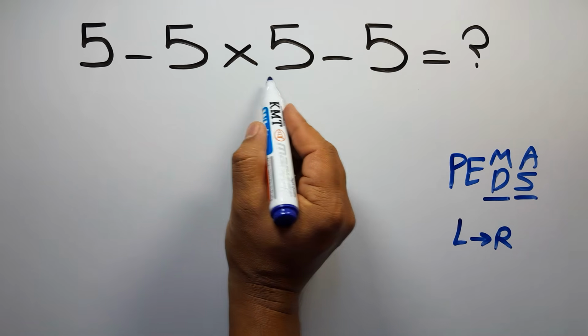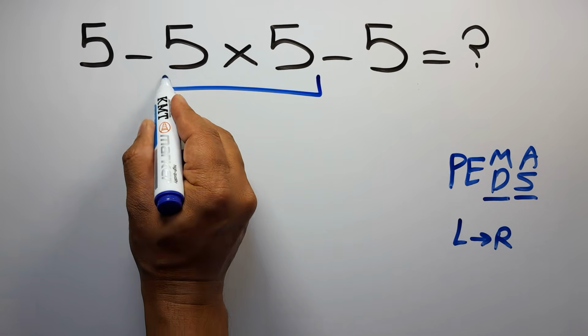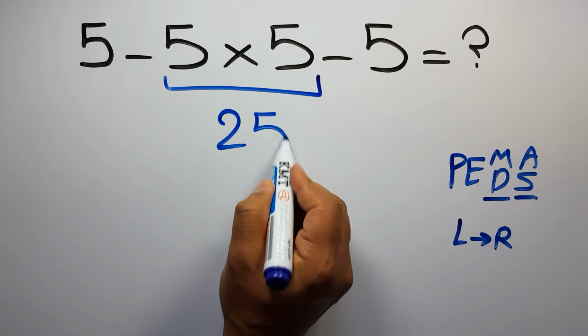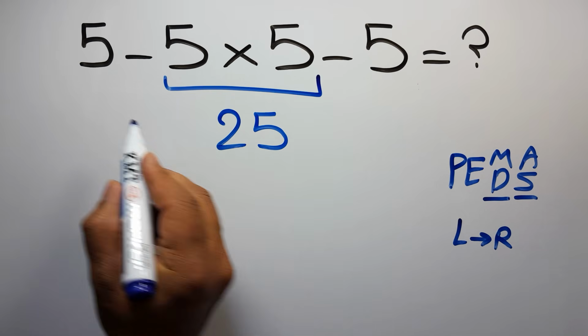So first we have to do this multiplication. 5 times 5 gives us 25. So we have 5 minus 25 minus 5.